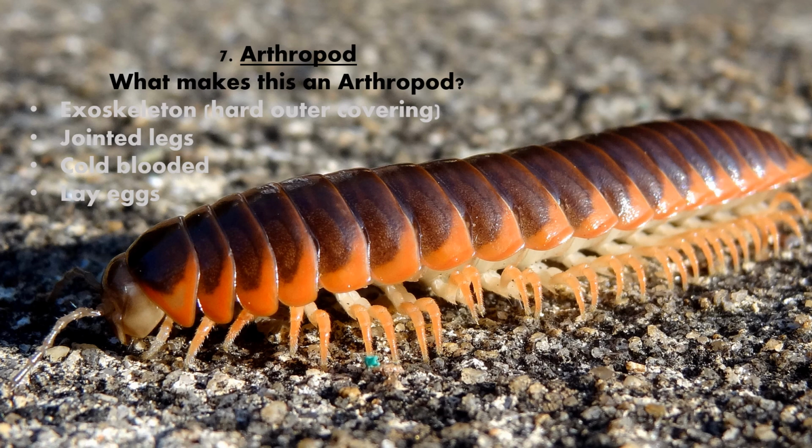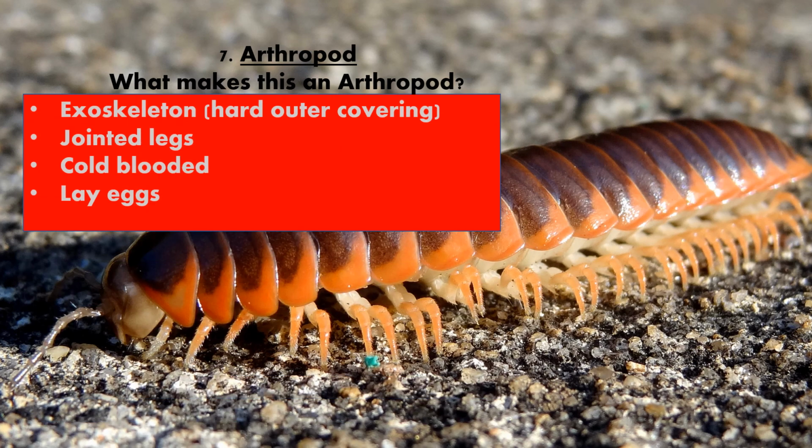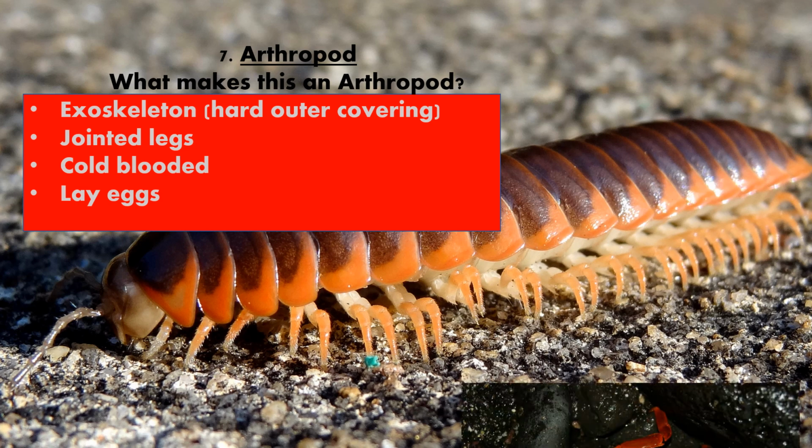All right, so our next category is an arthropod. What makes this an arthropod? It has an exoskeleton, a hard outer covering. We're going to talk more about exoskeletons later. He has jointed legs, he's cold-blooded, and he lays eggs.